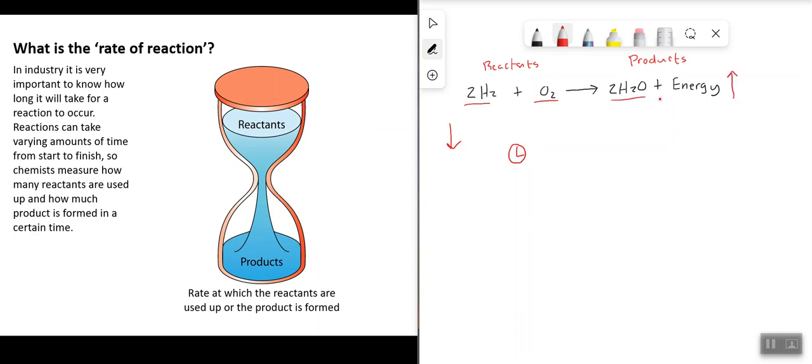Okay, so we can use this as a way to measure the rate of reaction: the rate at which the reactants are used up or the product is formed. So this is a way to think about it. Reactants are getting used up and products are getting formed. So we can measure either the reduction of the reactants or the increase of the products being formed.